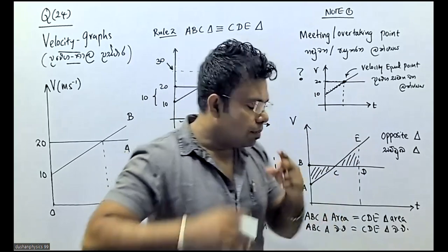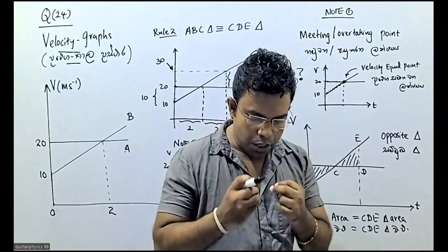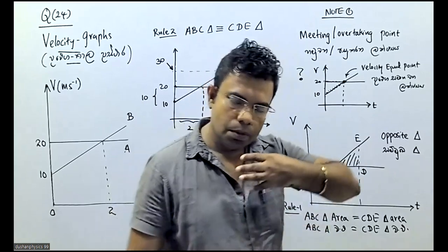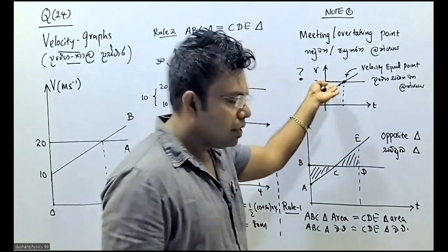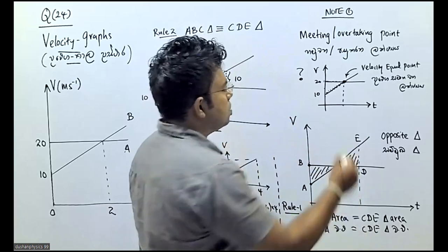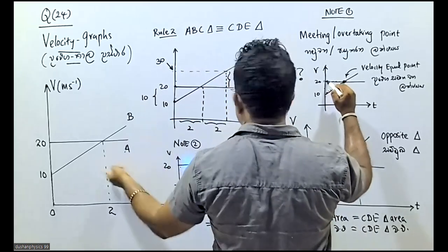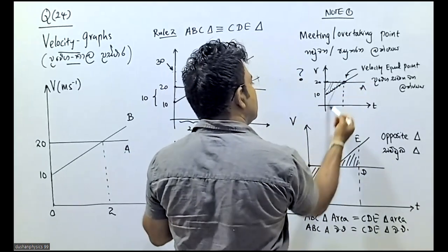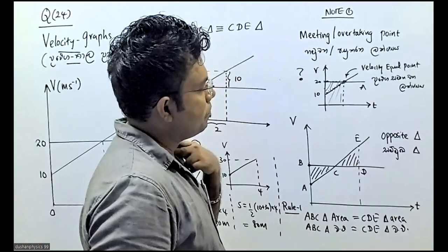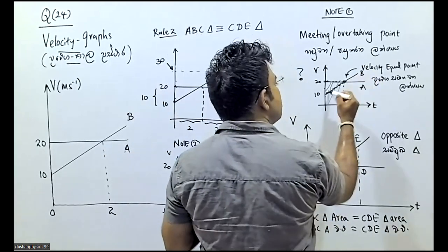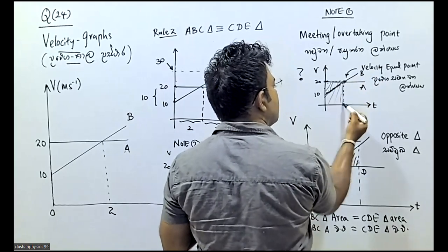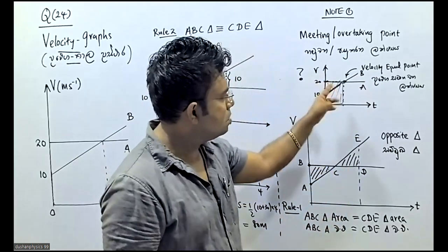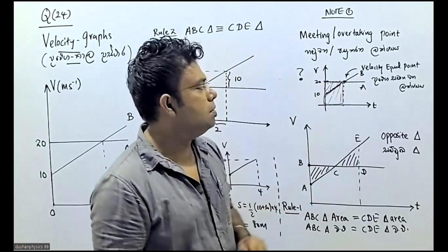Because at the meeting point, keep in mind, both displacements should be equal to each other. In this case, can it be equal? No. Go to this question. A's area is this particular rectangle area, the big area, whereas B has a smaller area than A, the small trapezium area. So can you say they are going to meet each other? No, not at all. Why? Because A's displacement is still higher than B's.